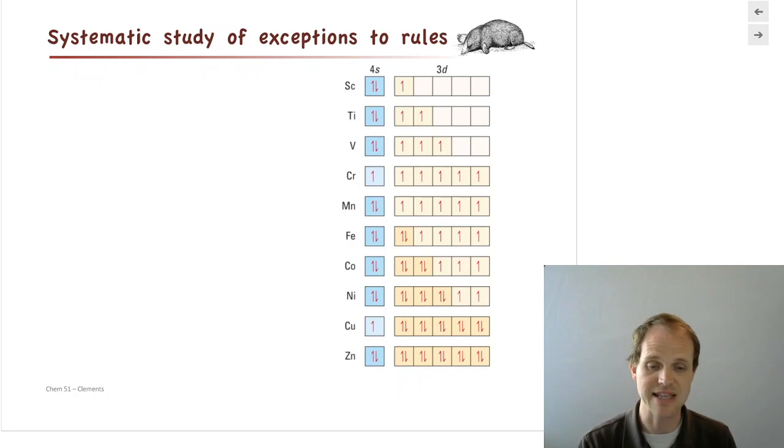You've got this exception to the rule where copper borrows one from the 4s orbital and then uses that in order to fill the 3d. And a full orbital has a lot of energetic stability. How do we know that?